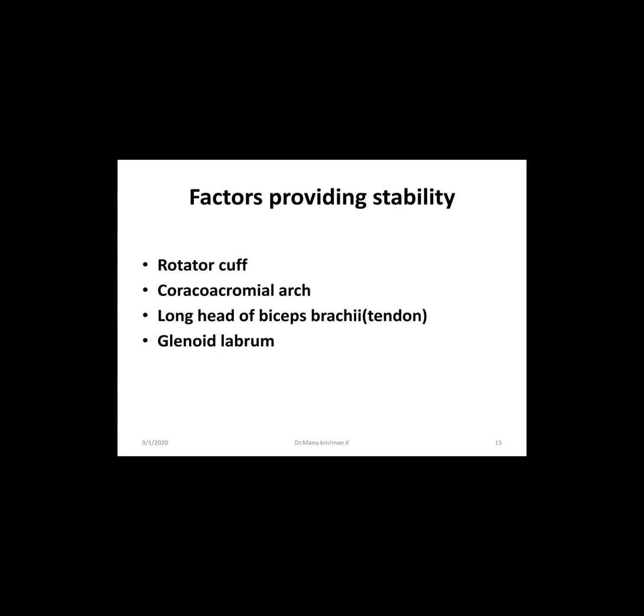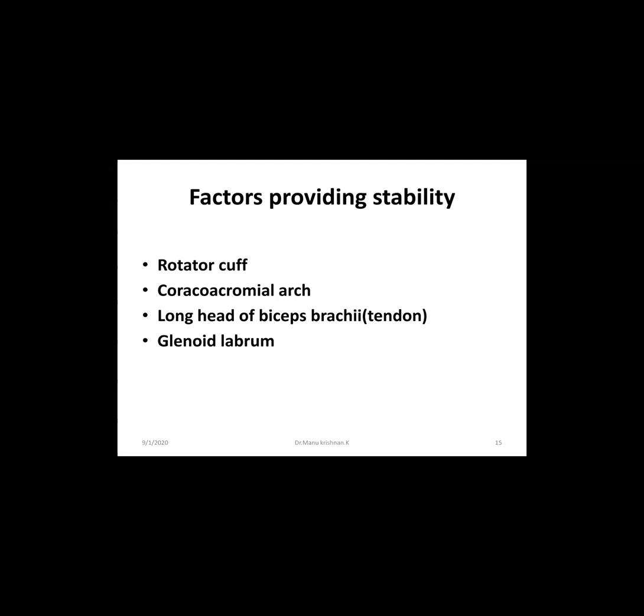And the second one is the coracoacromial arch, or the secondary socket. As I have told you earlier, the coracoacromial arch is formed by the coracoid process, the coracoacromial ligament, and the acromial process. Then we have the long head of biceps brachii.